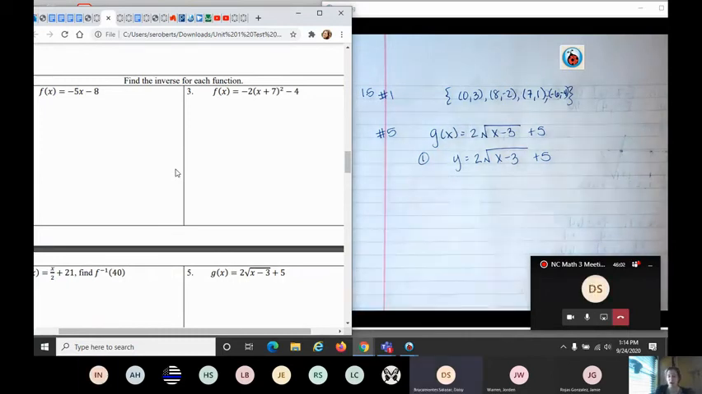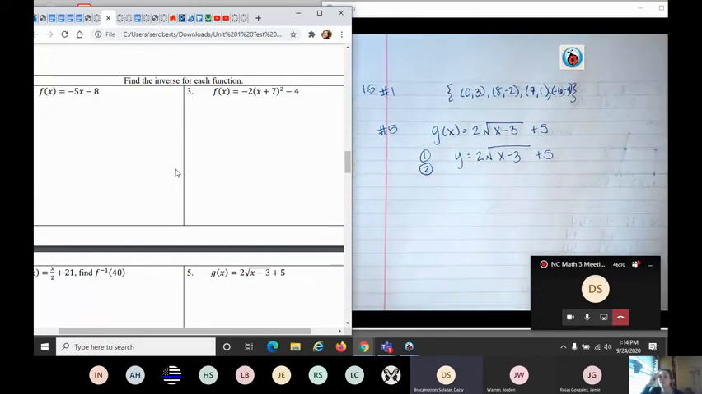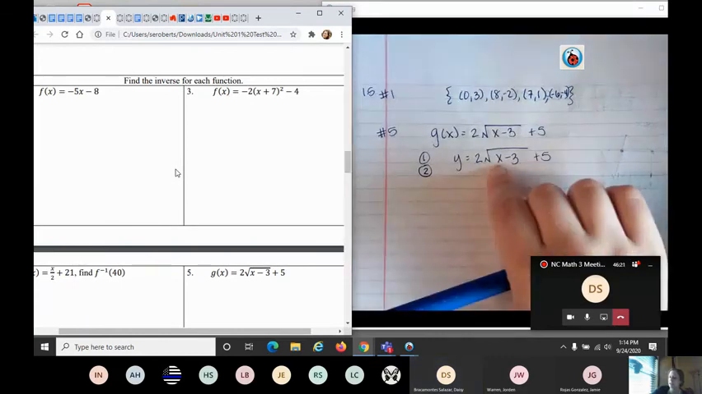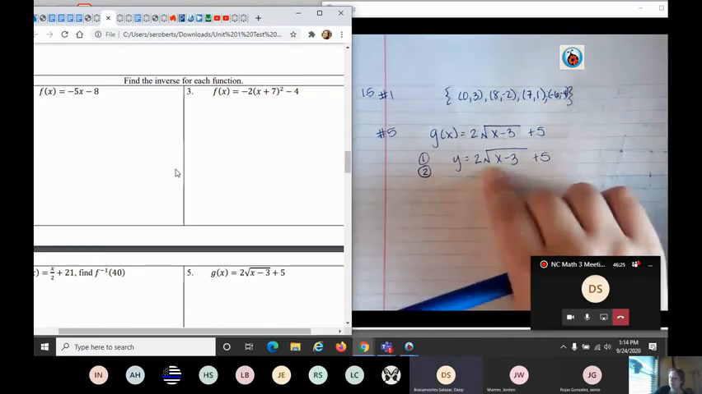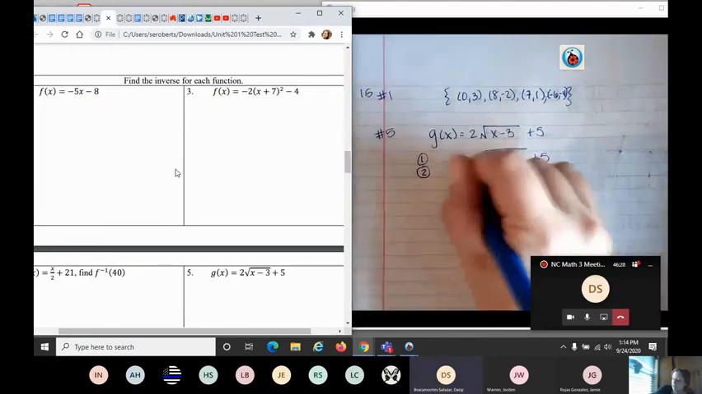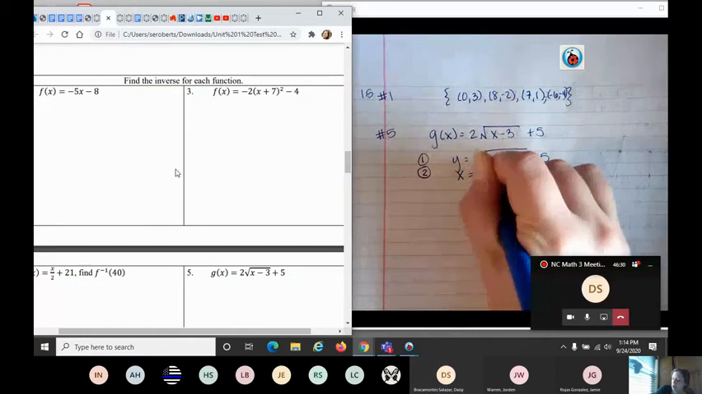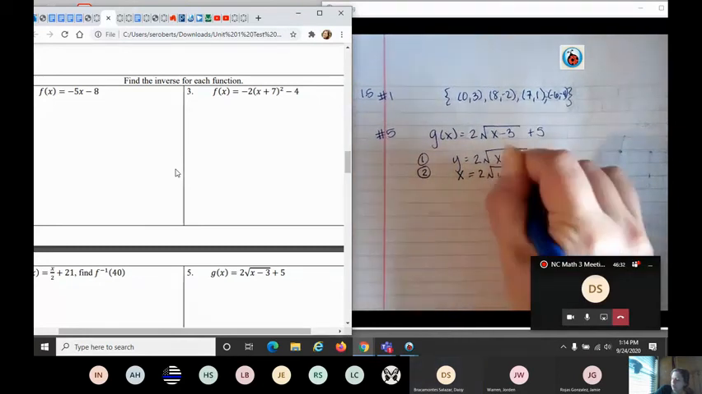Yes. Okay, so do you remember what step 2 is? No. We're going to flip 2 variables. What are we going to flip? We have y and x, so we're going to make the y an x and the x a y. Okay, so we're going to have x equals 2 times the square root of y minus 3, plus 5.